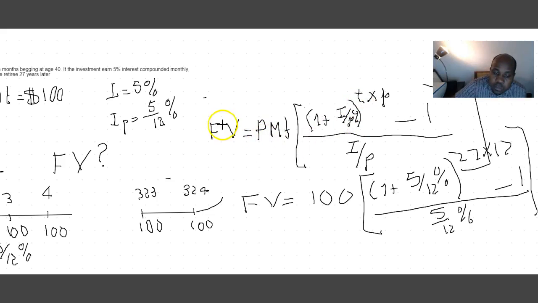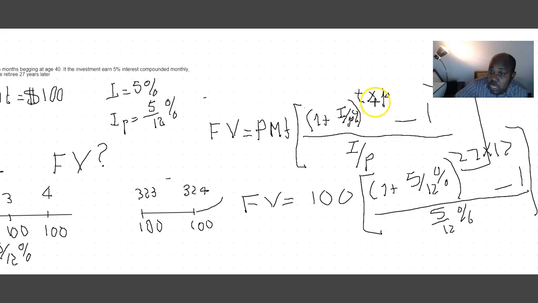Let me explain it one more time. Future value is payment times, one plus the interest, which is annually, in this case the 5%, over how you compound. This is monthly, it's going to be 12. Semi-annually, it's going to be 2. Quarterly, it's going to be 4. Okay, it's really how you compound.